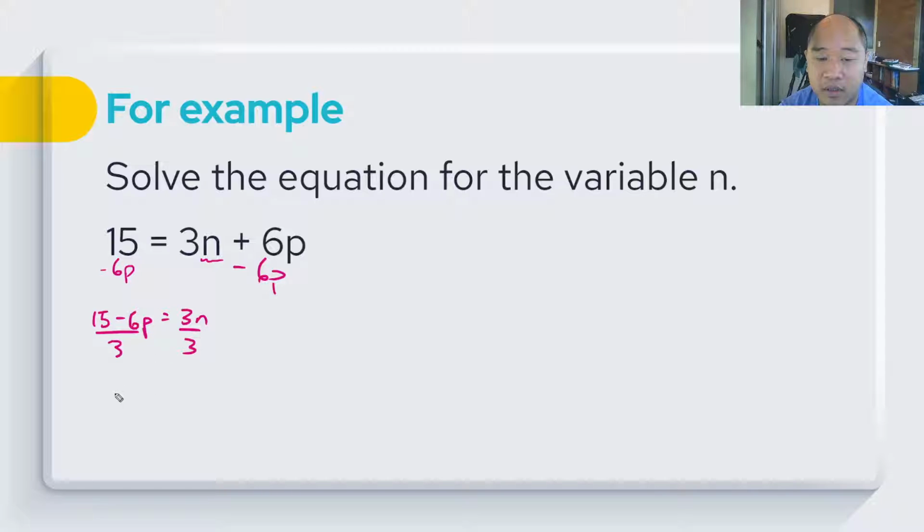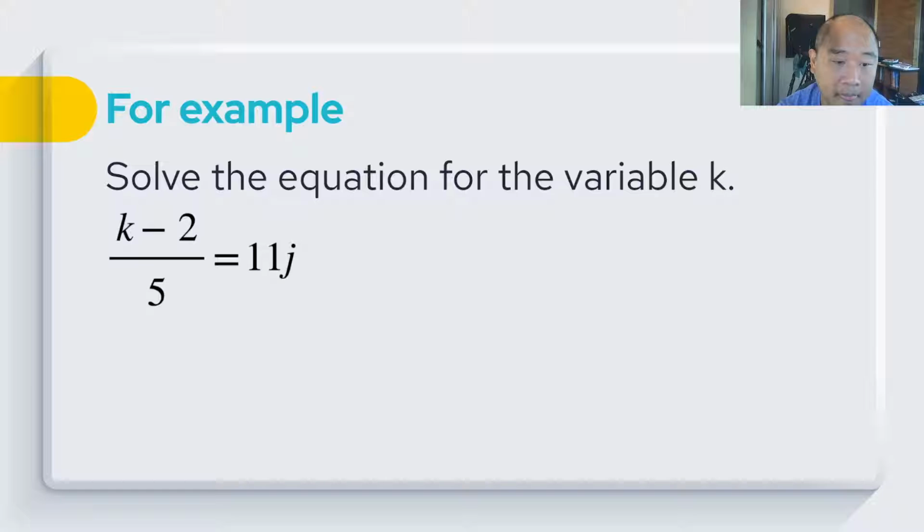And so that would be 3 divided by this on top, and we'd have to distribute that 3. Just like if we were to multiply both sides by 3, we would have to distribute for division as well. So 15 divided by 3 is 5, and negative 6p divided by 3 is negative 2p. And so now we've solved this equation for the variable n. So I'd like for you to solve this for the variable k.